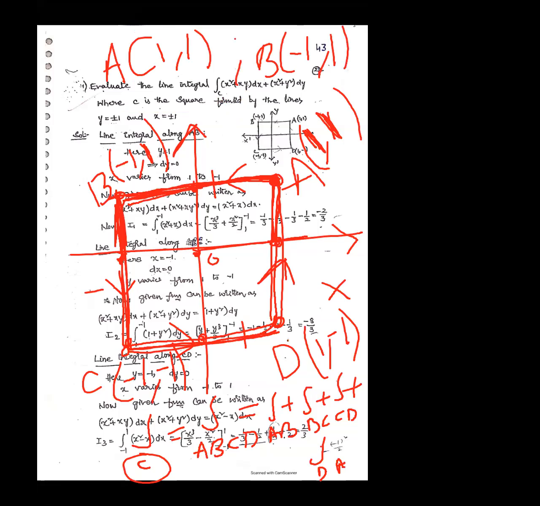Here observe that the x point in A is 1 and the x point in B is minus 1. The points are different. Now identify the second point, that means y. The point y in A and the point y in B are both the same. So we fix y equal to 1 in the line integral AB.